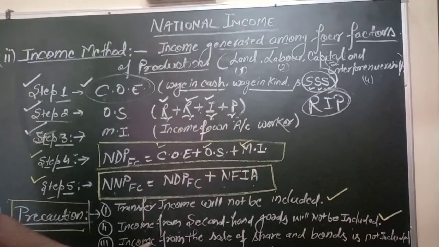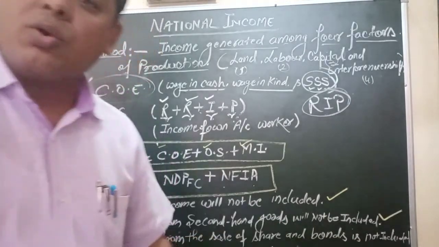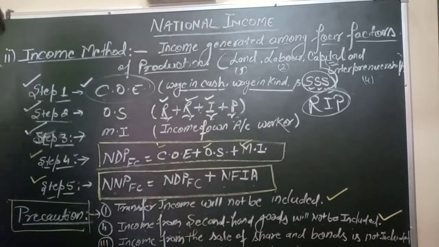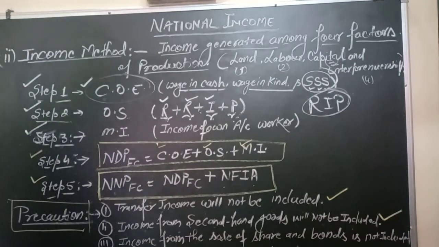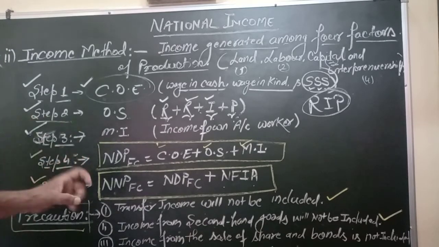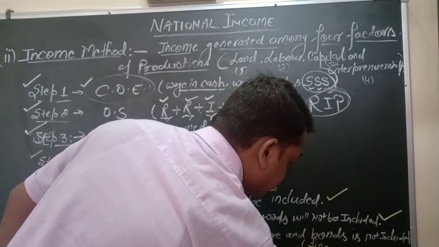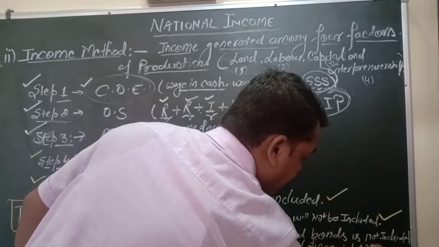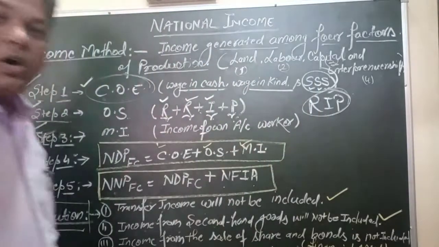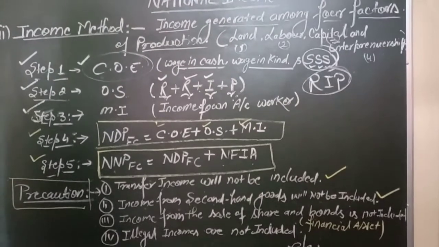Third one is that income from the sale of shares and bonds is not included. Shares and bonds are in the form of financial assets. Financial assets will not be added.